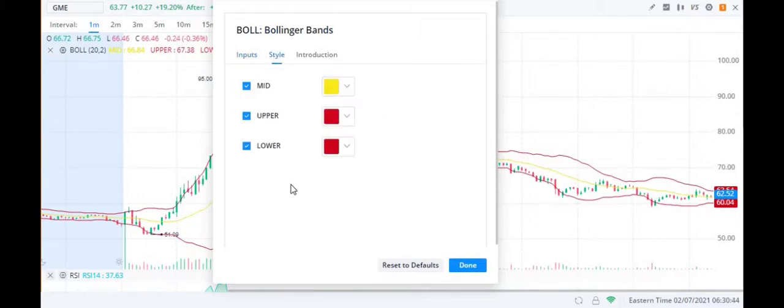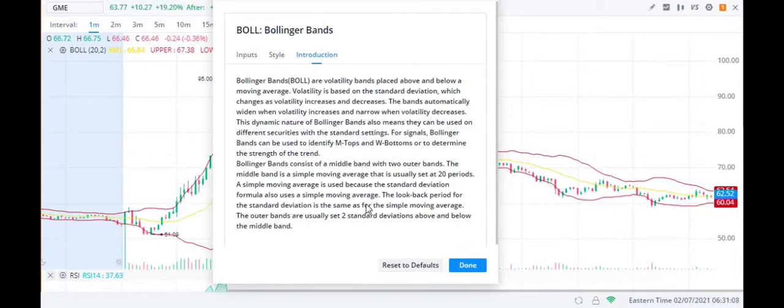What I usually do is I make the upper and the lower bands the same color, and I make the middle a different one. You could do whatever colors you want. I just chose red and yellow because with all the other indicators I have in my charts, this kind of stands out. But you can make it whatever you want. This is all within Webull in the trading platform or trading section.